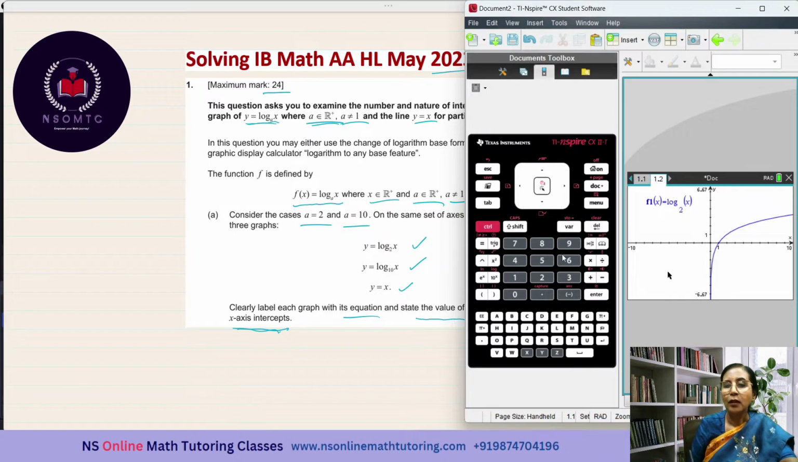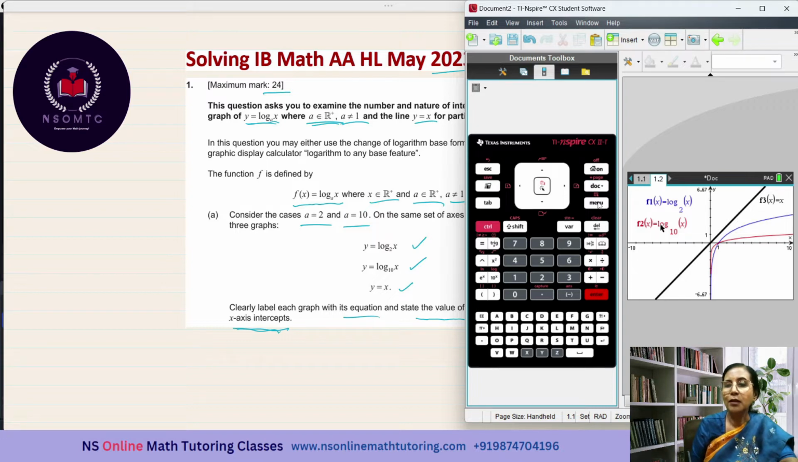And I come to the second graph. It is log base 10. Actually, you may write the 10 explicitly, the base 10, or else even if you don't write, the calculator will be taking the base as 10 in case you don't write the base explicitly. Okay, and this is the log of x, or log of x to the base 10, and I can have the y equal to x, y equal to x.